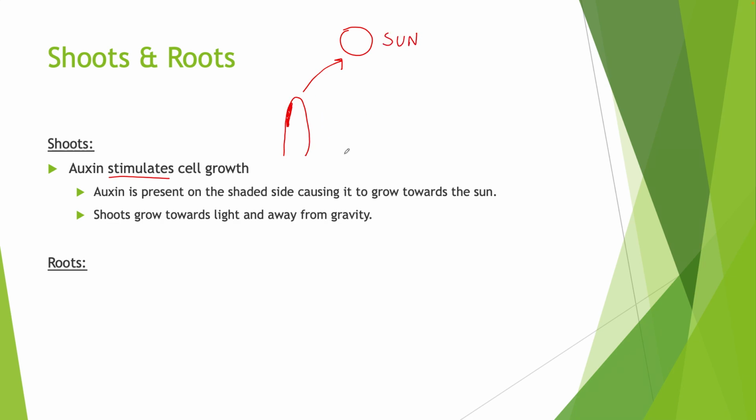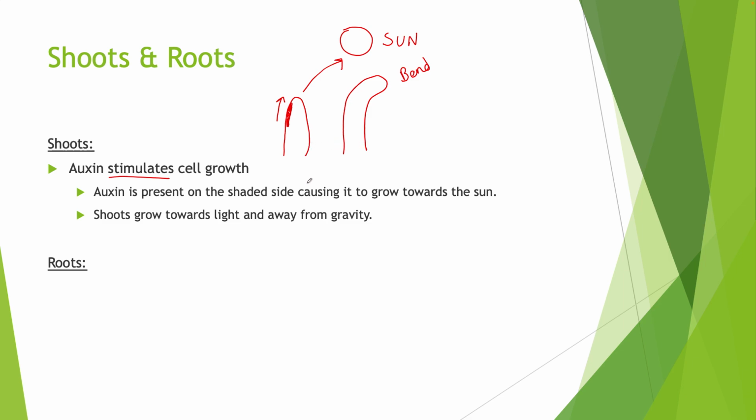The shoot will bend towards the sunlight like that, and that's because auxin stimulates cell growth. So that means auxin will cause the cells on the shaded side to grow faster than the cells on the brighter side. So that means this side will grow faster and this side will grow slower. That causes it to bend towards the sunlight.